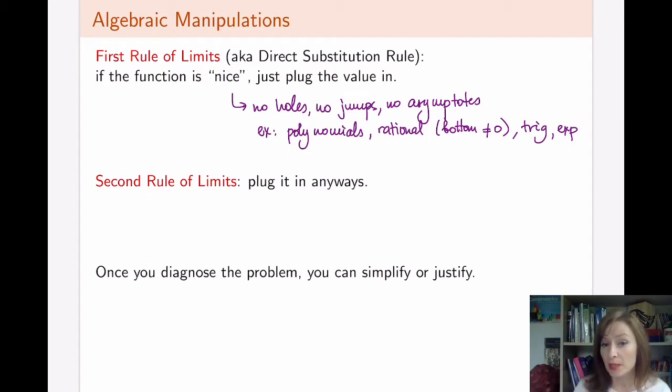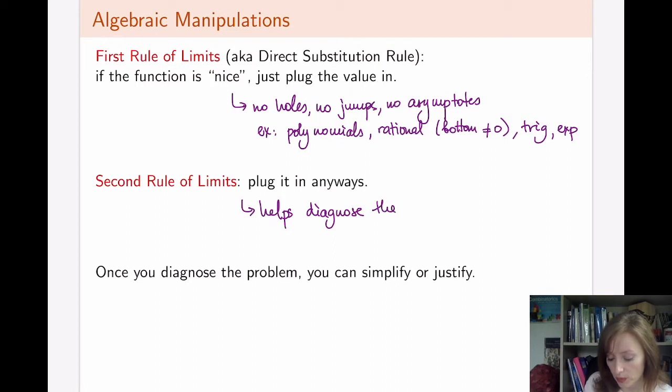So if you can plug it in and there are no issues, then you're done. You got lucky. This is a nice function. This is just the value of the limit that it is. The second rule of limits is just plug it in anyway, because plugging it in will help you diagnose the problem. Helps diagnose the issue. And once you know what the issue or problem is, you can actually solve it, right? If you have no idea why this function is not nice, then there's no way to actually approach it. Once you plug it in and you see what is creating an issue, we can target that issue.